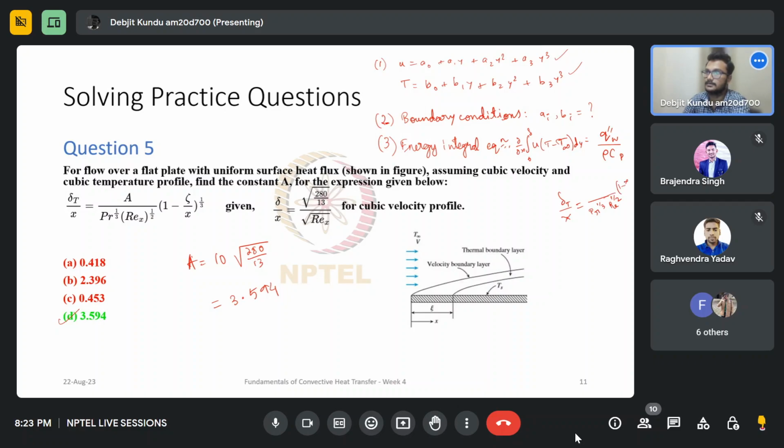1 minus (zeta over x) to the power 1/3, and here we will have this number A, which in this case turns out to be 10 into under root 280 by 13. So if we had assumed a parabolic profile, this number would be different. If we assumed a linear profile, this number would be different. You get the point, right?